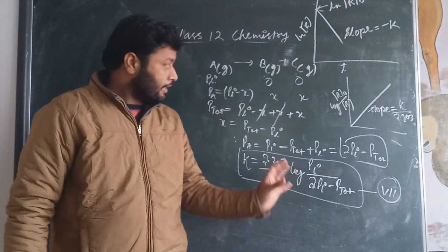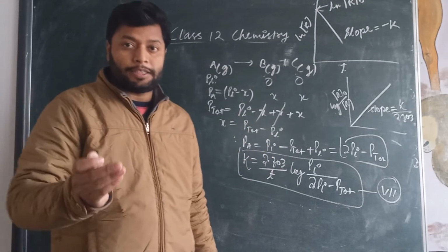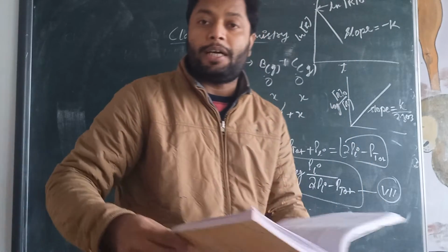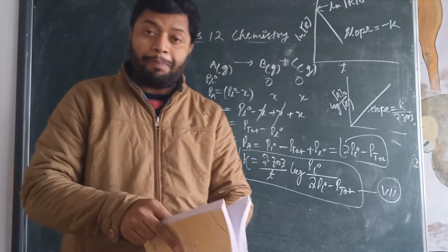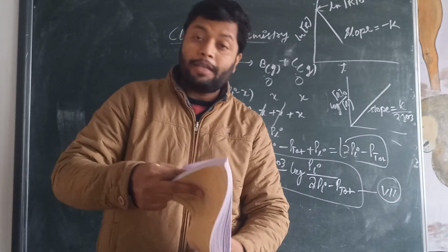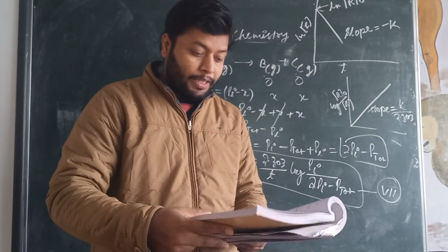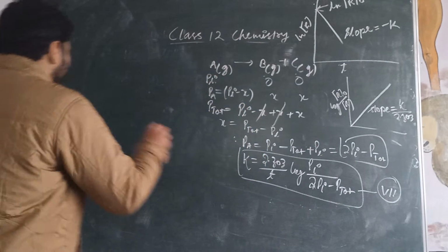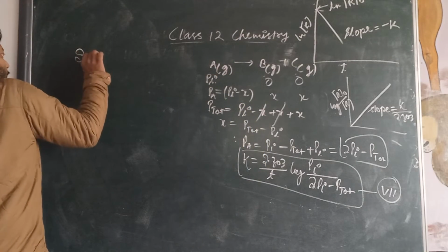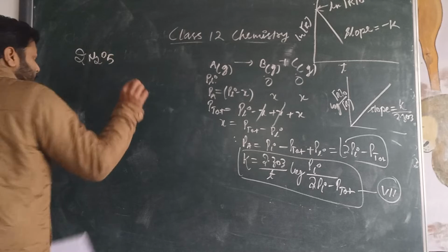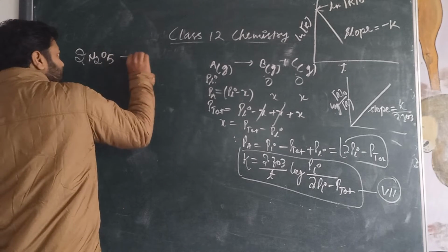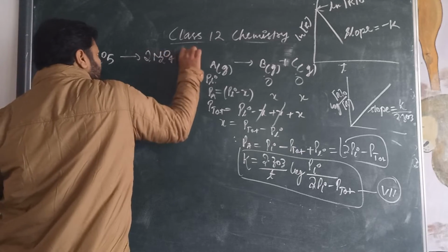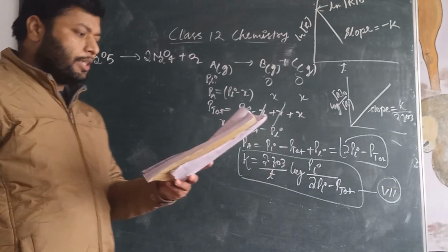So let's try for some other reaction. One example is given in the NCERT and we'll try to find out how to calculate the pressure equation for this given example. The example is 4.6 in NCERT: 2N2O5 gives out 2N2O4 plus O2. This is the reaction.